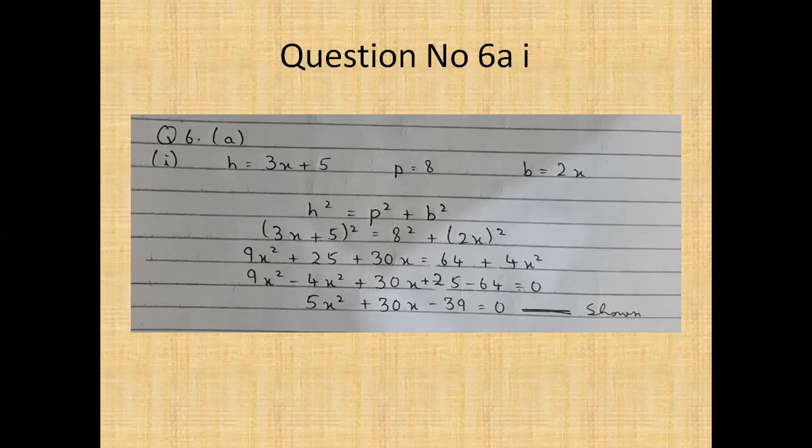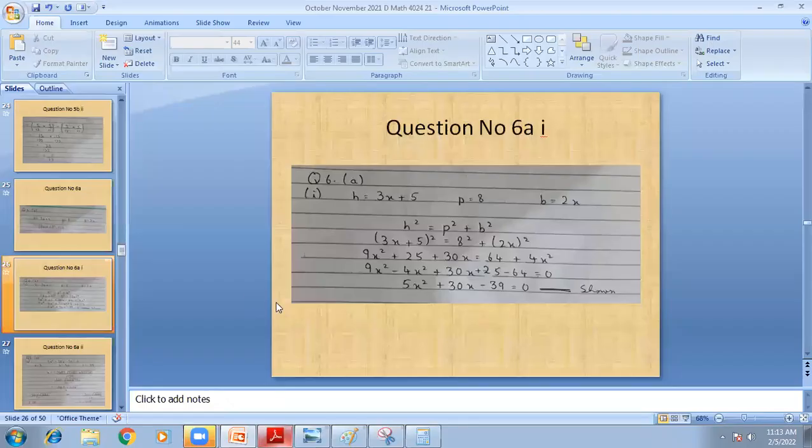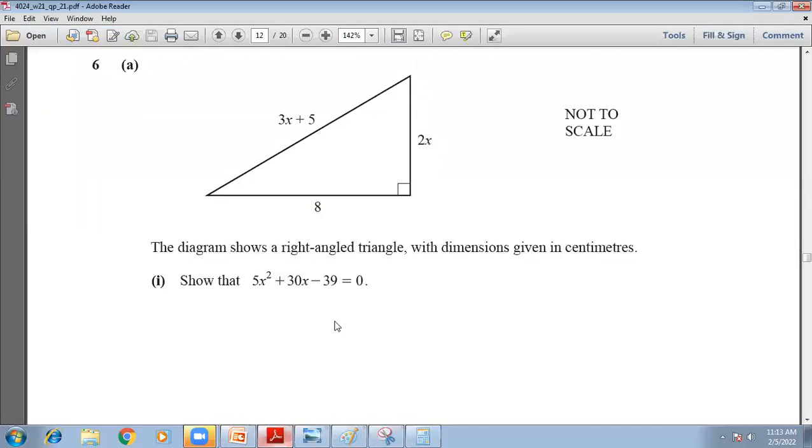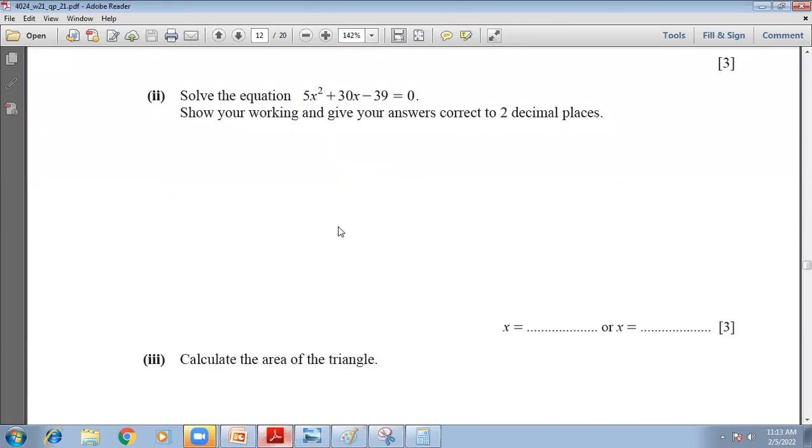So this was the equation which you were supposed to show. So that was the 3-mark question. Then he says, second part is solve the equation 5x square plus 30x minus 39 equals to 0. Show your working and give your answers correct to 2 decimal places. So here you will apply the quadratic formula.